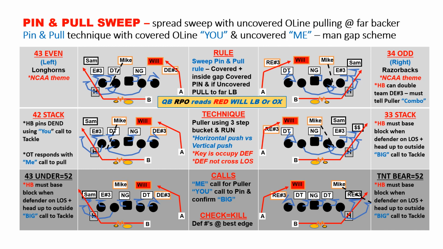We'll use an NCAA theme now with Longhorns to the left and Razorbacks to the right. You can see the exception is against a TNT bear down on the bottom. Everybody is covered, so essentially we go to our Aussie call and just convert to stretch if everyone would be covered.